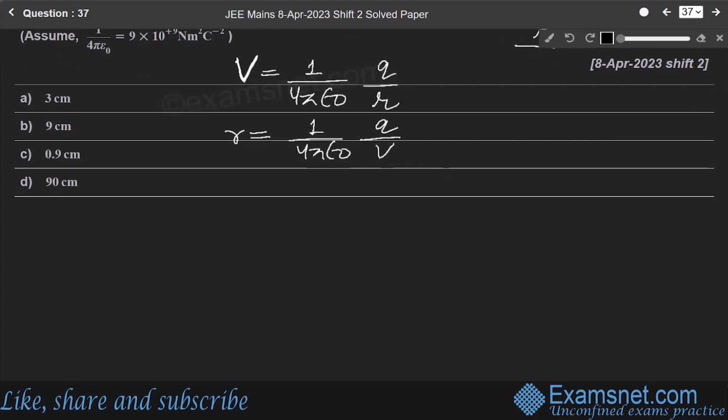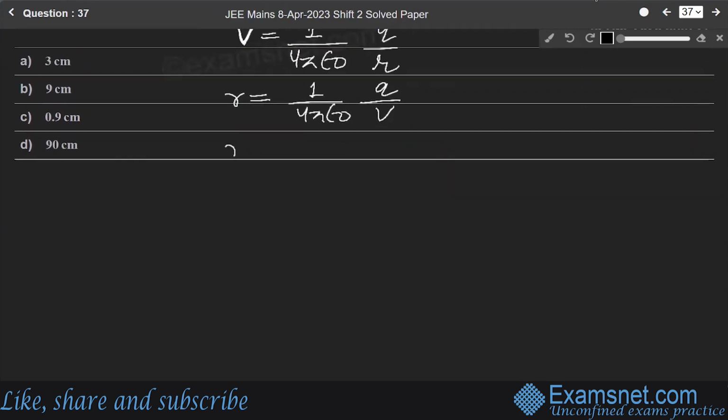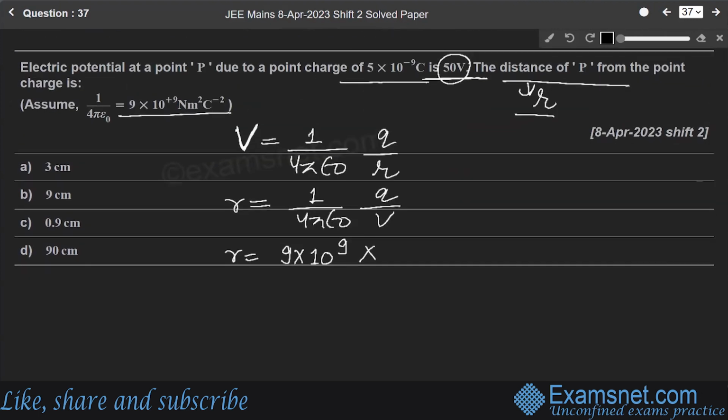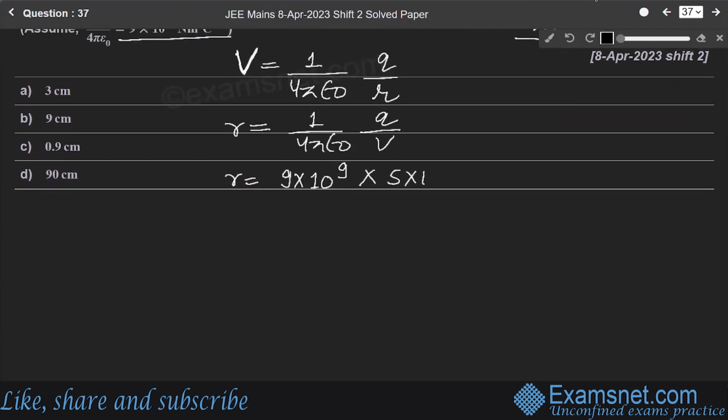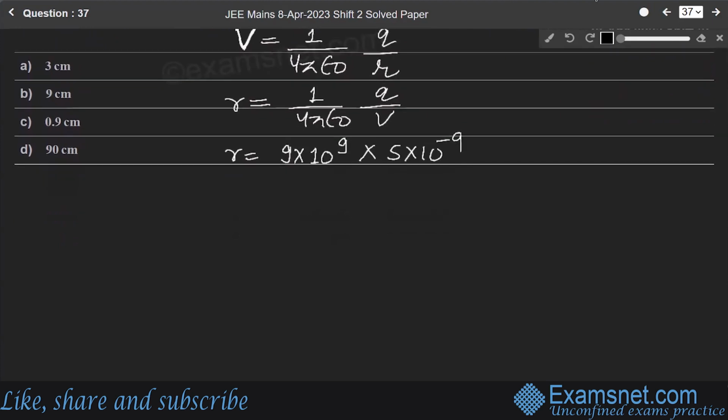Okay. The value of 1 over 4 pi epsilon naught is 9 into 10 to the power 9. So R will be equal to 9 into 10 to the power 9 into Q. Charge is given as 5 into 10 to the power minus 9, and potential is given as V, 50 volt. Now solving it, R will be equal to 9 over 10. So it will be 0.9.